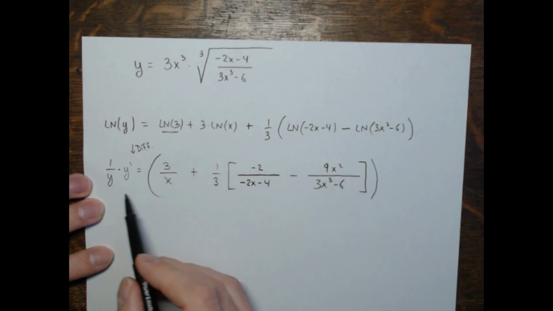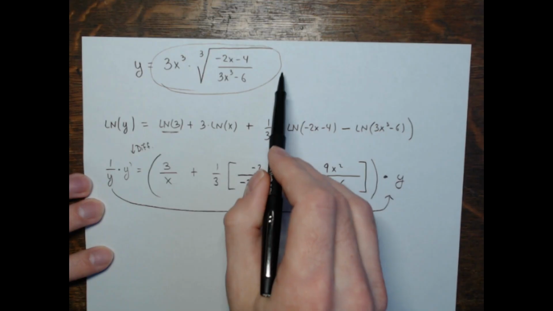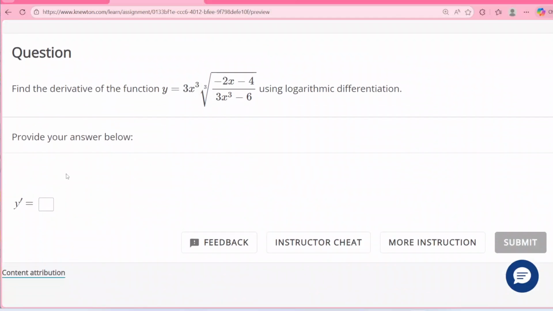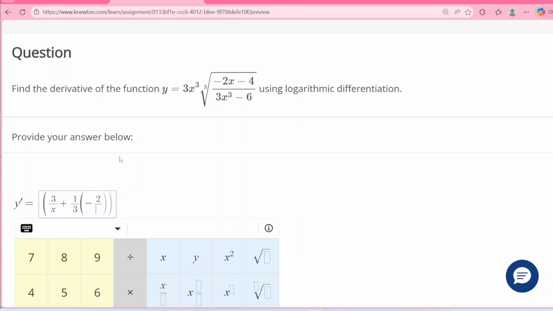Put all that in parentheses and then multiply both sides by y and make the substitution back, right? This expression up here is going in place of y there. So a lot of typing. So in parentheses, I had on that side 3 over x plus 1/3 times the quantity, well, I guess I could just make that plus 2 over 2x plus 4. And if I factor 2 out of the bottom, that'd be 1 over x plus 2, sorry. So that simplifies to 1 over x plus 2.